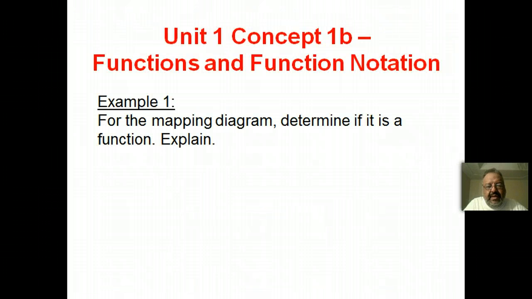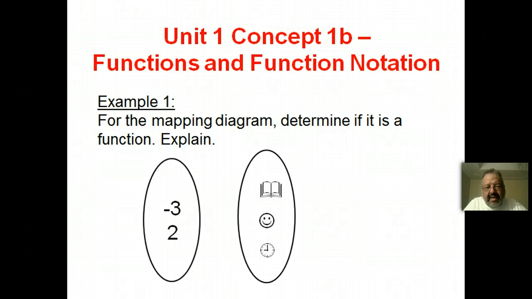The first example says, for the mapping diagram, determine if it is a function. Explain. Here's the mapping diagram. For the x values, you have -3 and 2. For the y values, you have a book, a happy face, and a clock. So the -3 goes to the clock, the 2 goes to the book. But right there, the 2 also goes to the clock and the book. It goes to different things at one time. It cannot do that. It's not a function if it does that.